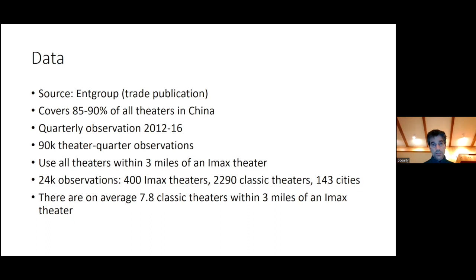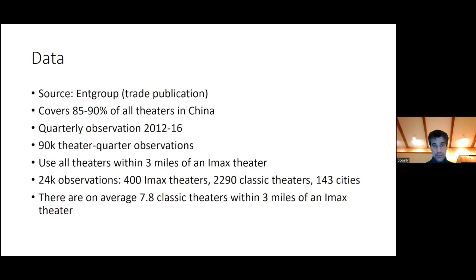So what we're going to do is create this local market, and we're going to take the IMAX as the center of the local market, and any theaters within 3 miles of that IMAX are going to be what we compare. That way we can have fixed effects for this local market. Sometimes a theater enters, and that's where we get variation: over time there's been quite a bit of entry, and then we see what happened to the revenue of everybody.